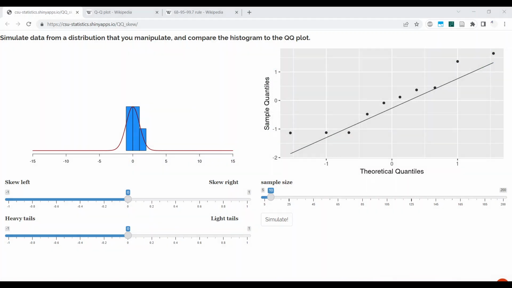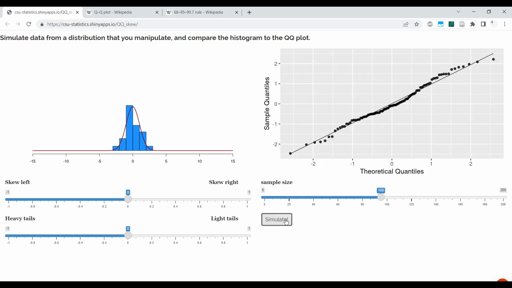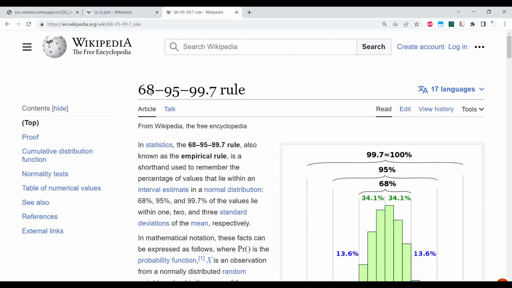I'm gonna up the sample size to 100 because that's also a nice number for explaining stuff. Let's see if I can get it there using my mouse. 99. Okay, there we go. 100. I'm gonna hit simulate. You may be familiar with what some people call the empirical rule, or the 68, 95, 99.7 rule. We see it here on Wikipedia.